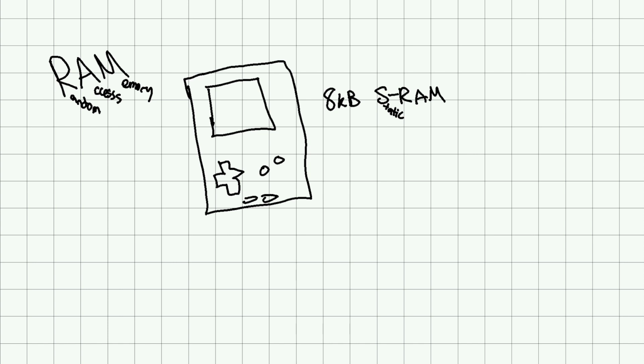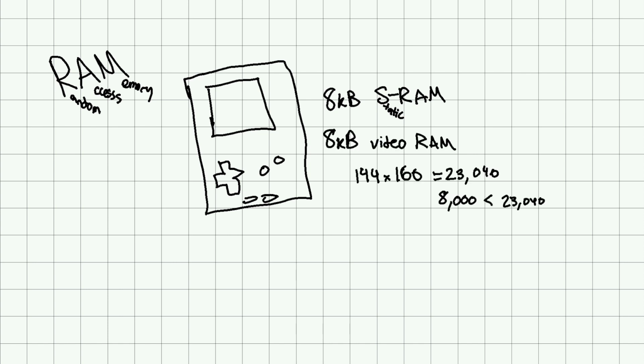The first 8 kilobytes is the general purpose RAM, but there's also another 8 kilobytes that's designated for video RAM. This is a surprisingly small amount of video memory. 144 times 160 pixels is a much bigger number than 8 kilobytes. The Game Boy does some crazy things with video, and we'll definitely explore that in a later episode. Typically, when people refer to fast RAM, they mean static RAM and not dynamic RAM.